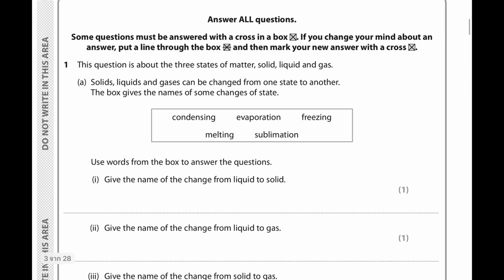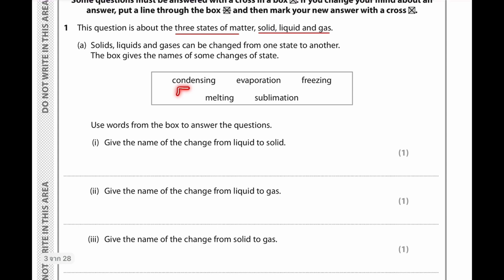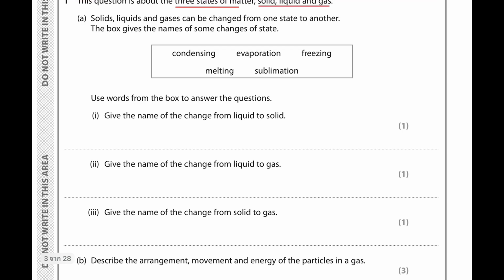This question is about the three states of matter: solid, liquid, and gas. Question A. Solid, liquid, and gases can be changed from one state to another. The box gives the name of some changes of states. So we have condensing, evaporation, freezing, melting, and sublimation. Use words from the box to answer the question. Give the name of change from liquid to solid. So it is freezing.